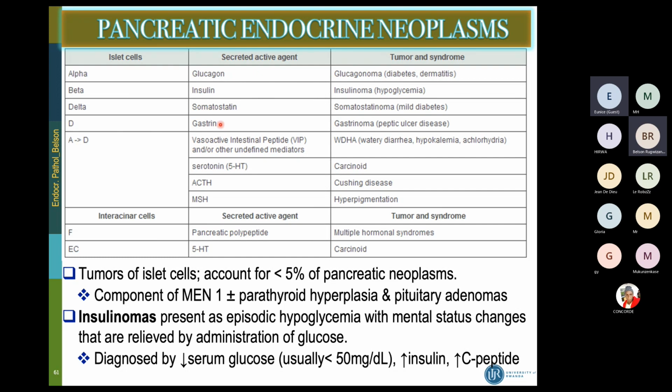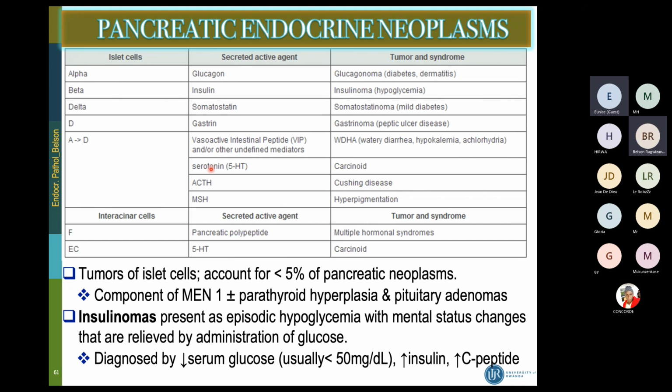Then the islet cells from A to D, all of them can produce vasoactive intestinal peptide. It is not made by just one of these cells, but all of them can make it. So they will have this watery diarrhea, hypokalemia, and achlorhydria, and so on.